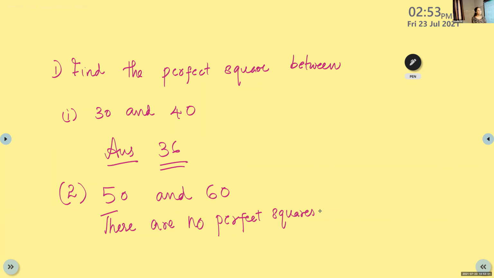Okay. Now we will move to the properties of square numbers. Properties of square numbers. Write the heading.